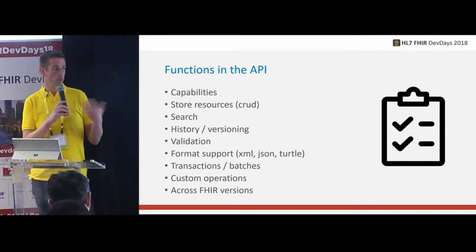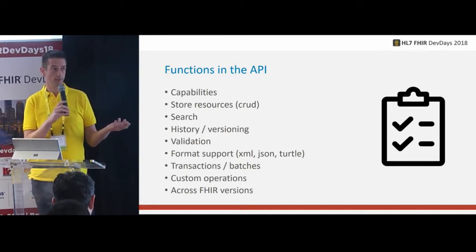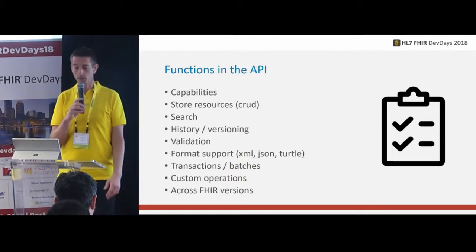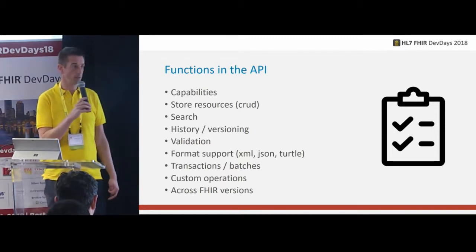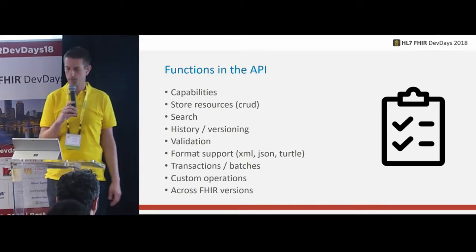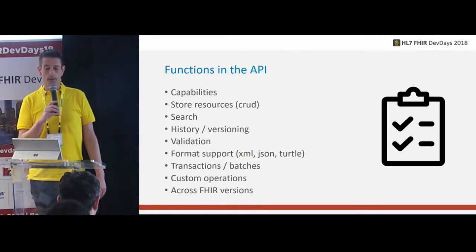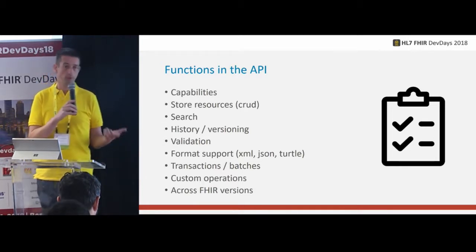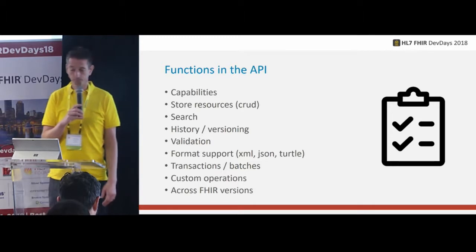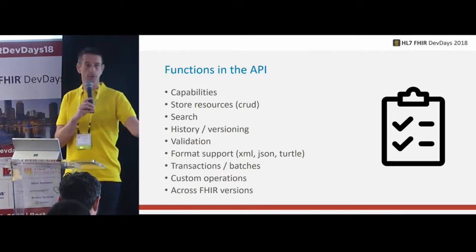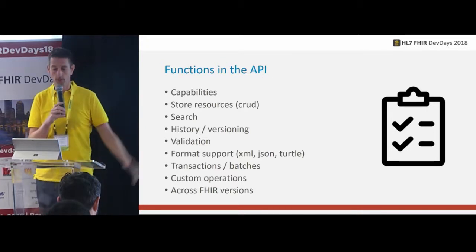It can support multiple formats. Defined in the spec are JSON, XML, and Turtle. Other formats are emerging, like protobuf. There's a session on that as well, I think tomorrow. And maybe even more. If you want to add more for yourself, you can do so, but those are not really defined by the spec. And they can also translate between the two. So if you send a resource in XML, ask it back in JSON, no problem.